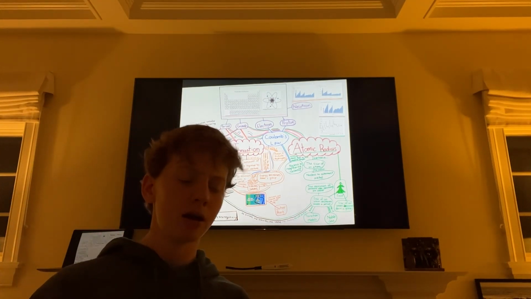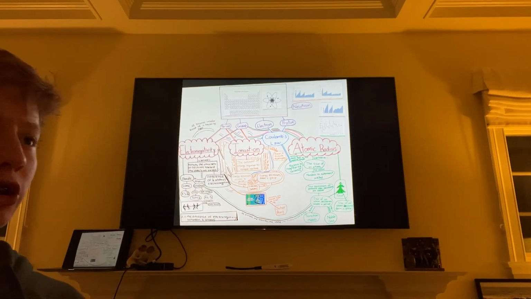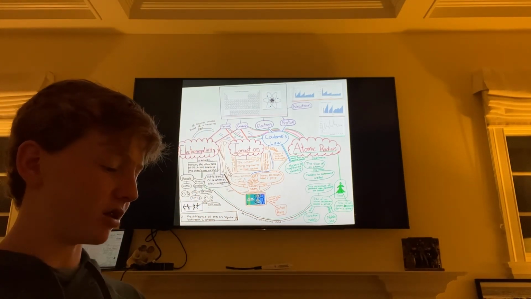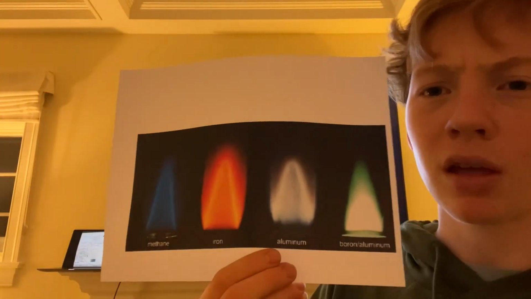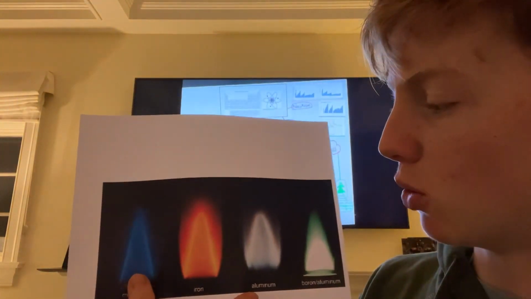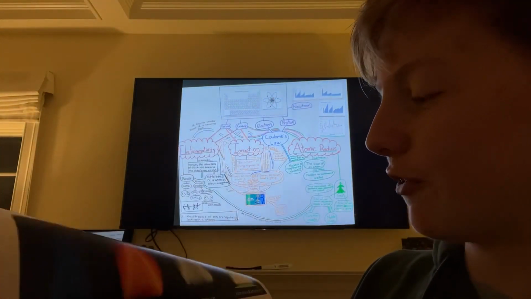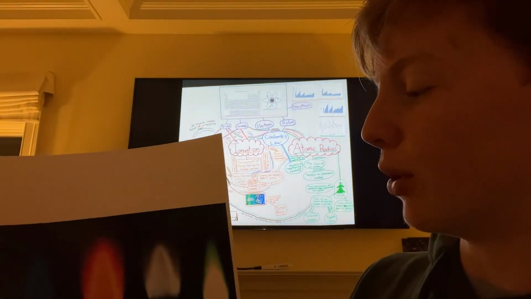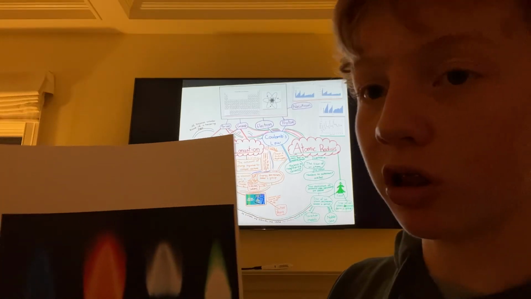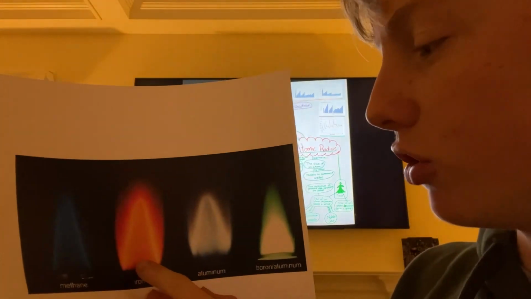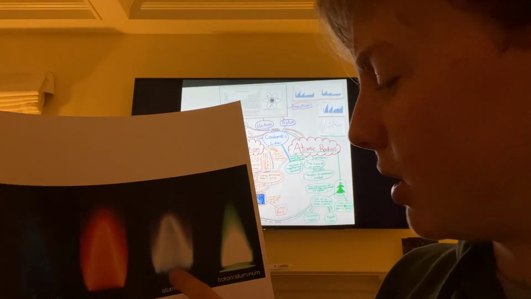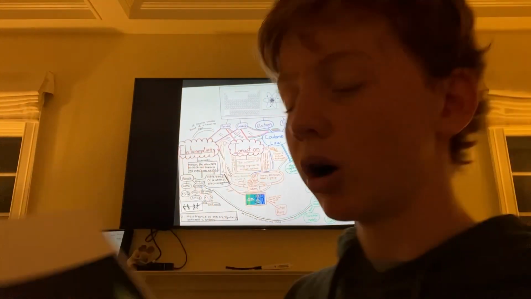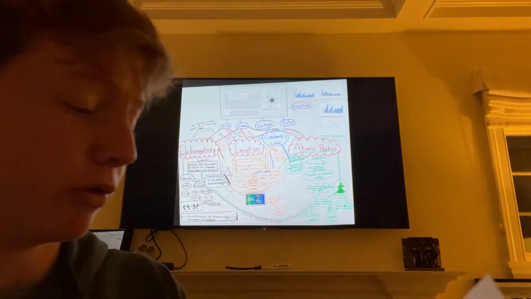And then you can determine the excited state based on colors. So I have an example right here. These are 4 different fires. This is a typical methane fire, and when you add different elements to it, those elements become excited and they change color. So when you add iron to it, it becomes orangey. When you add aluminum, it becomes more whitish, and when you add boron, it gets a greenish characteristic.